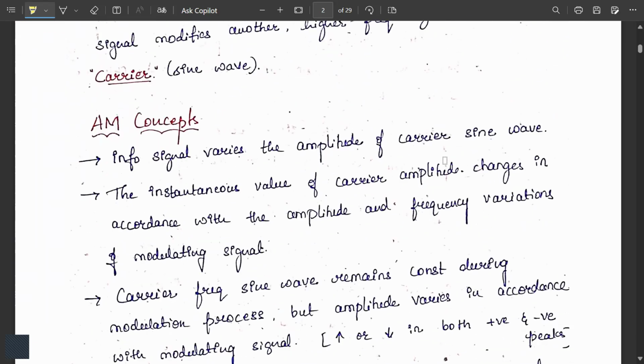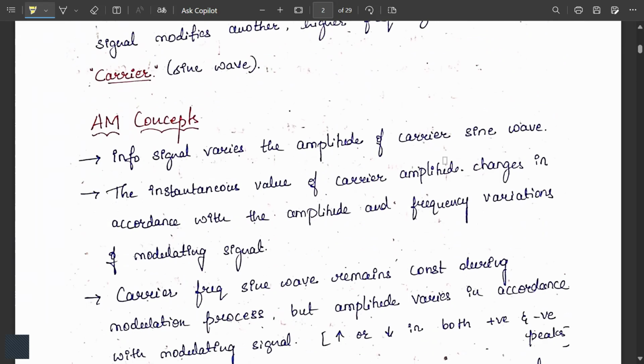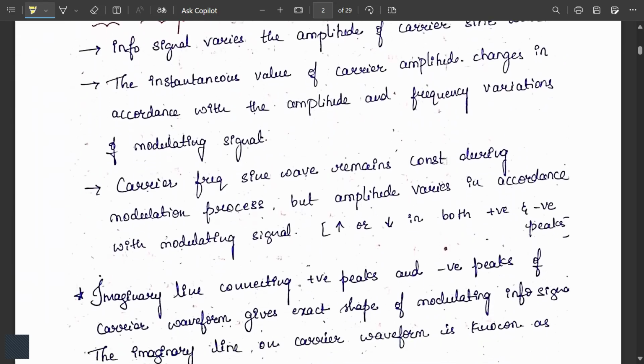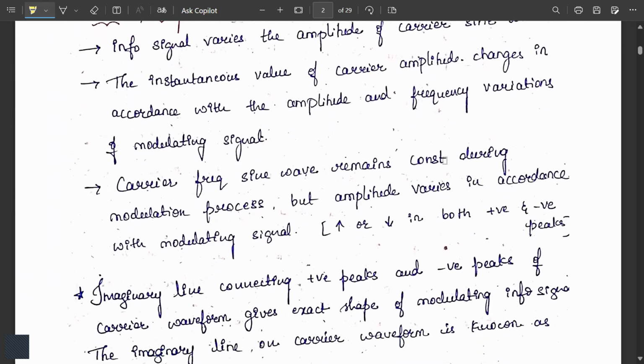AM concept: the information signal varies the amplitude of the carrier signal sine wave. The instantaneous value of the carrier amplitude changes in accordance with the amplitude and the frequency variations of the modulating signal. Carrier frequency remains constant during the modulation process, but the amplitude varies in accordance with the modulating signal, that is, it decreases or increases in both positive and negative peaks.